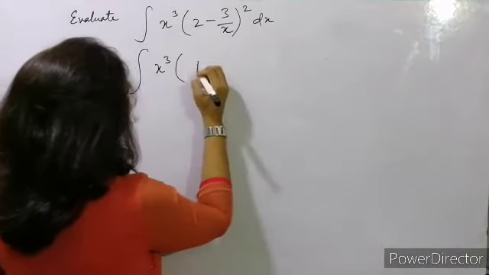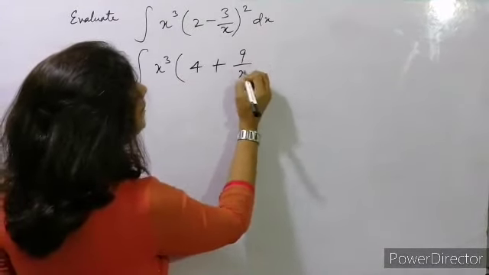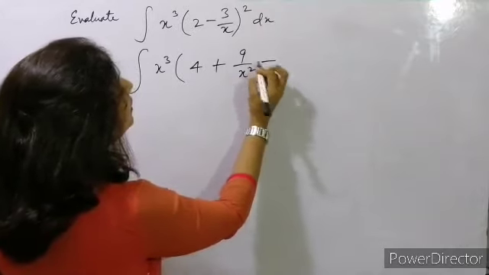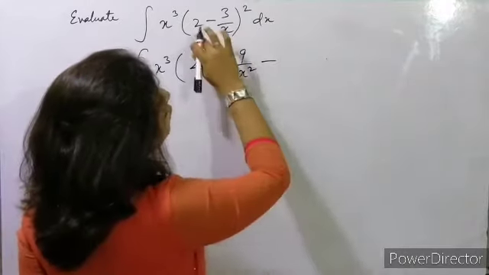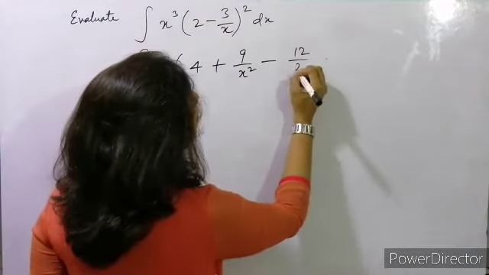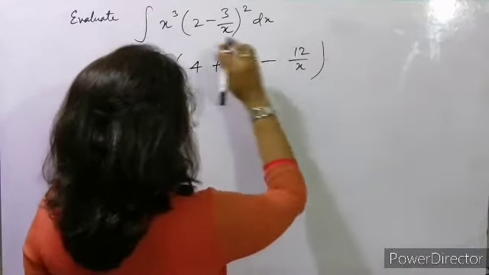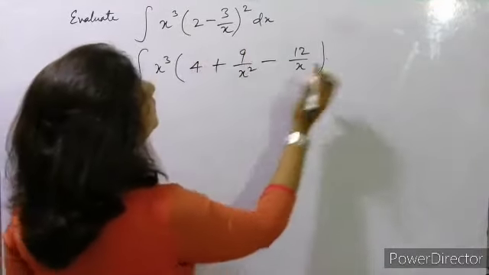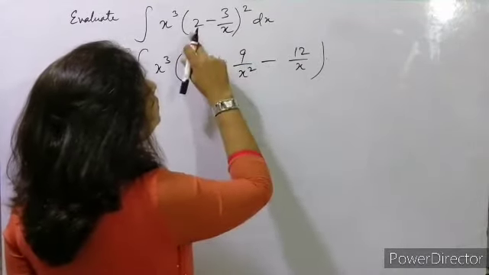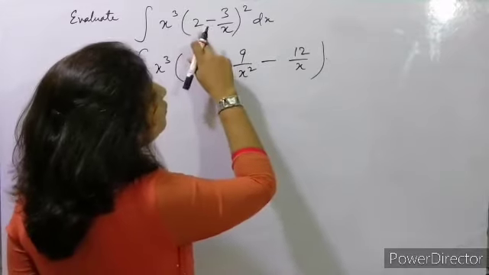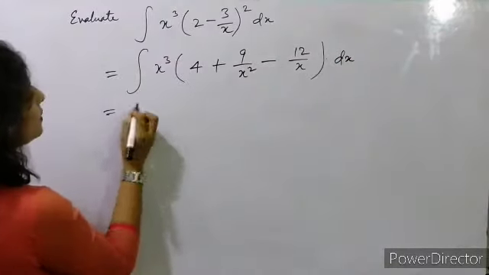So a square, that is 4, plus b square, that is 9 upon x square, and minus 2ab, minus 2 into this, so 4 into 3, 12 upon x. Okay, so this will be the value of a this minus this whole square. Okay, so a square plus b square minus 2 into a into b. Okay, 2 into 2, 4 into 3, 12 divided by x. Okay, so this is, now we'll multiply this.